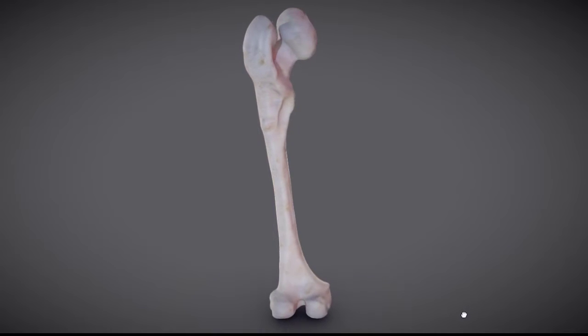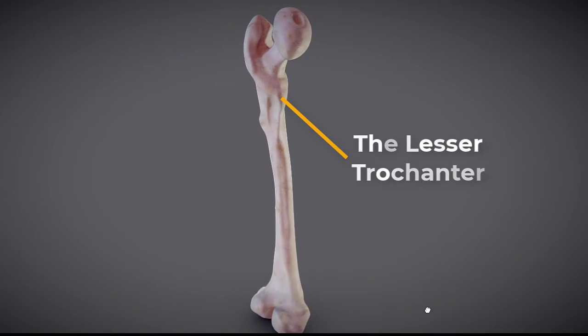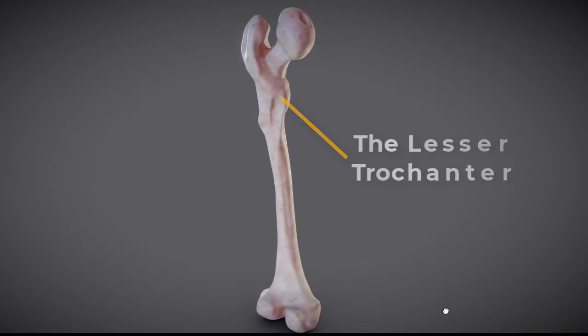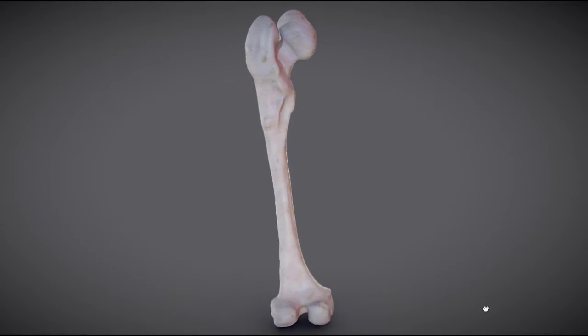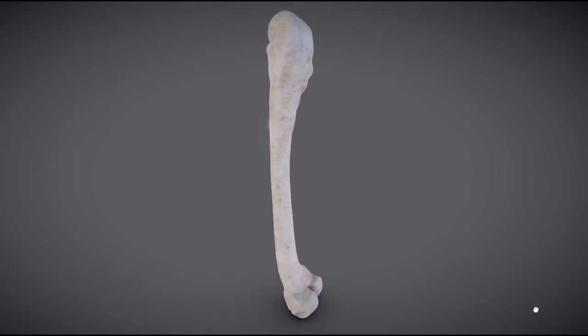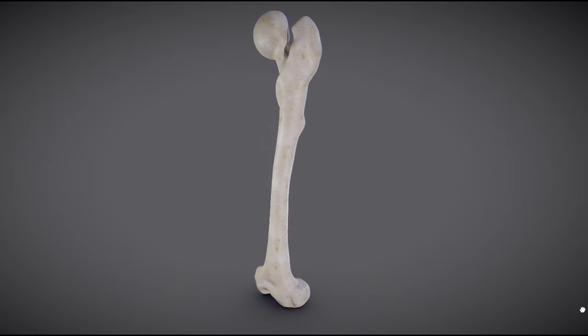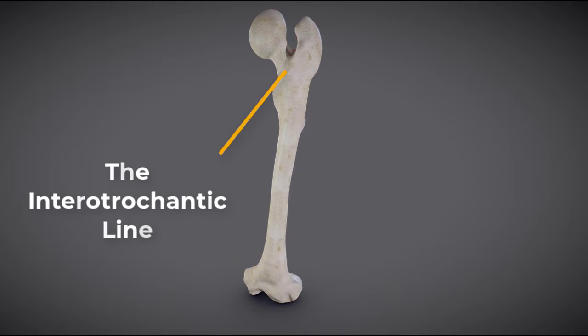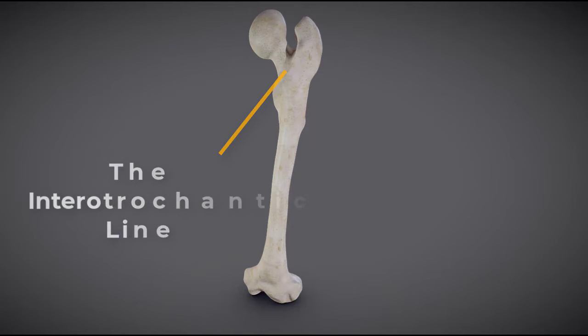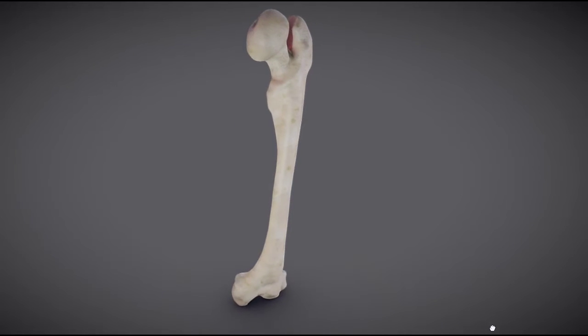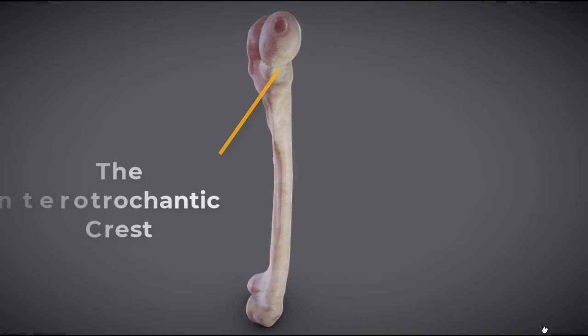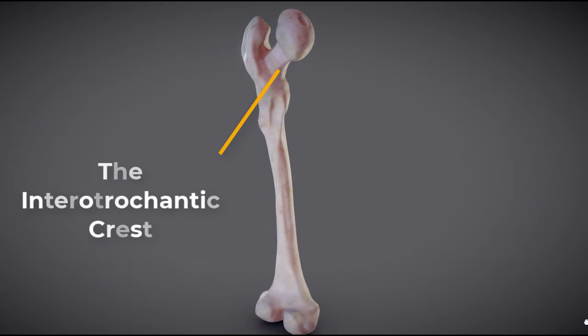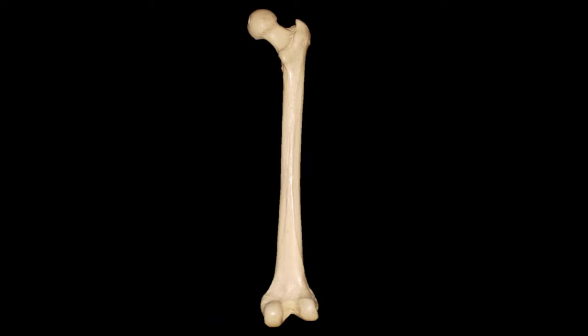The lesser trochanter is a small bony prominence that lies on the medial aspect of the femur just below the neck. Running between the greater and lesser trochanters on the anterior side of the femur is the roughened intertrochanteric line. The trochanters are also connected on the posterior side of the femur by the large intertrochanteric crest. The elongated shaft of the femur has a slight anterior bow or curvature.